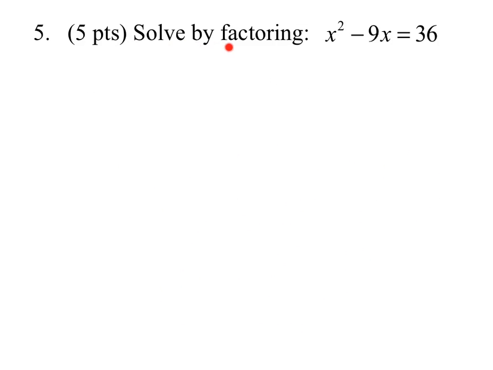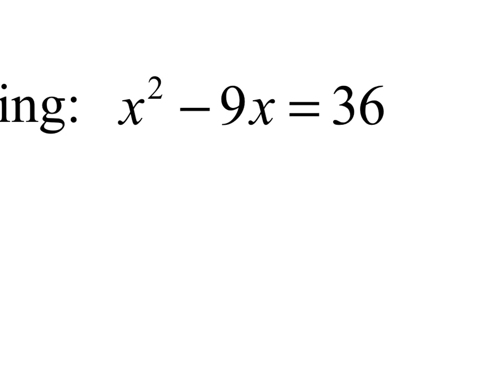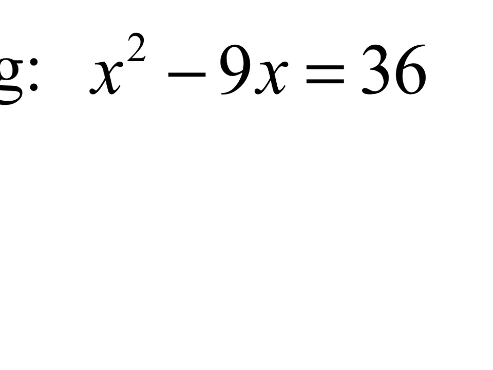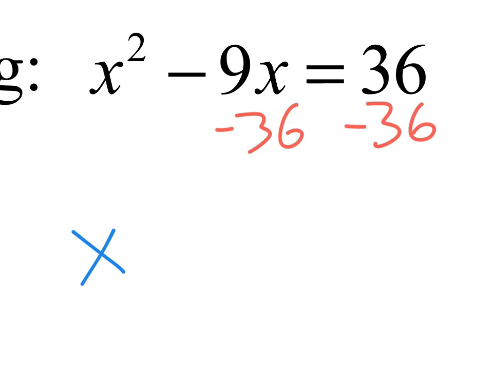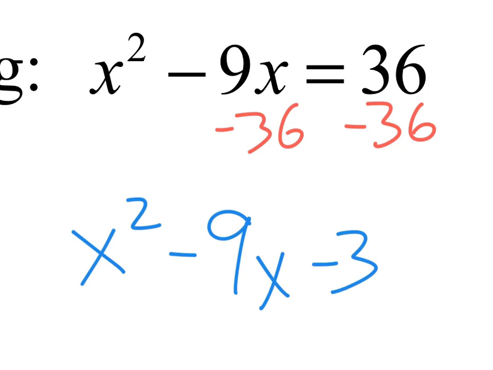For question number 5, we're going to have to solve by factoring, meaning that we're going to have to figure out what these roots are, right? And to do that, we're going to have to get everything on the same side. And we'll start by subtracting 36 from both sides. And when we do, we're going to have x squared minus 9x minus 36 equals 0.